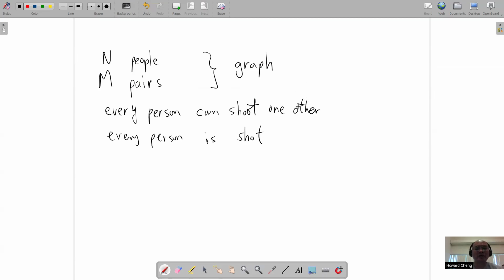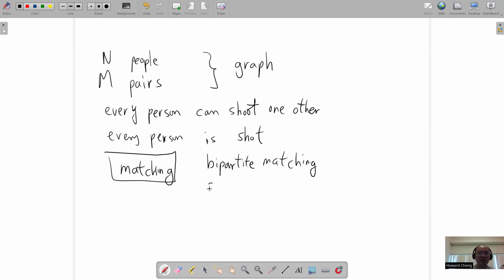Now, whenever you hear these constraints where every single thing, every single person can go to one other thing, and every person has to be done by somebody, it's usually what is called a matching problem in graph. And there are different types of matching. The easiest kind of matching is what is called bipartite matching. What is bipartite matching?